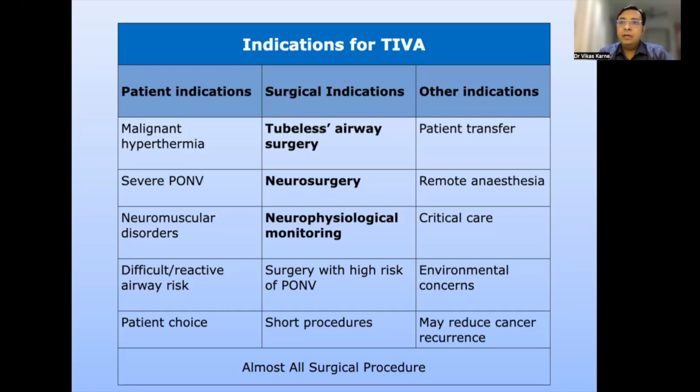The indications now are not limited to this, but each and every patient who undergoes anesthesia where general anesthesia is to be given, TIVA can be applied. Significant key points for us to understand are malignant hypothermia, severe PONV, neuromuscular disorder, difficult reactive airways. So these are the key indications. Also can be useful when we are transferring a patient, when we are in a remote place where we are giving anesthesia. Can be useful in ICU, especially helpful where there are environmental concerns, may reduce the cancer recurrence.